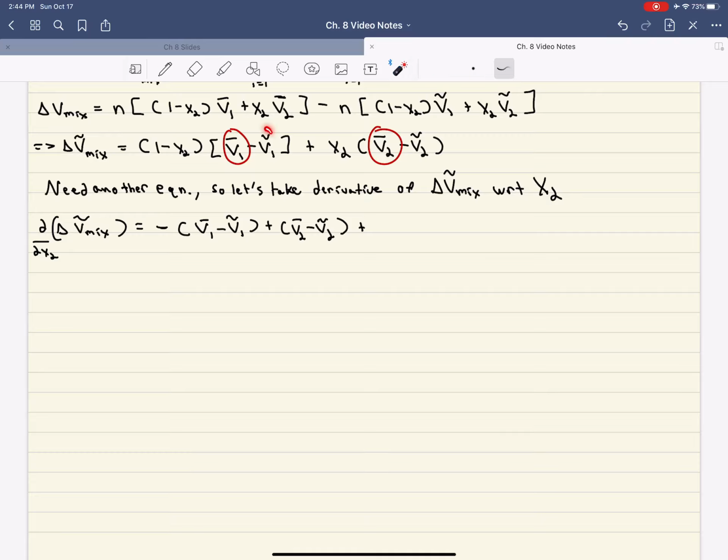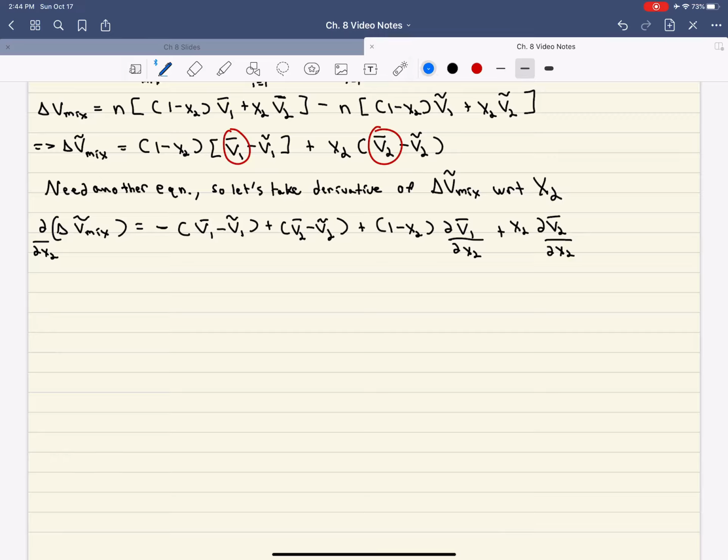These are constants, right? These are the pure values, so they're not functions of x2. And so what we get is 1 minus x2 times dV1 bar/dx2 plus x2 times dV2 bar/dx2. Okay? Alright, so in this derivative right now we have somewhat of a long equation.